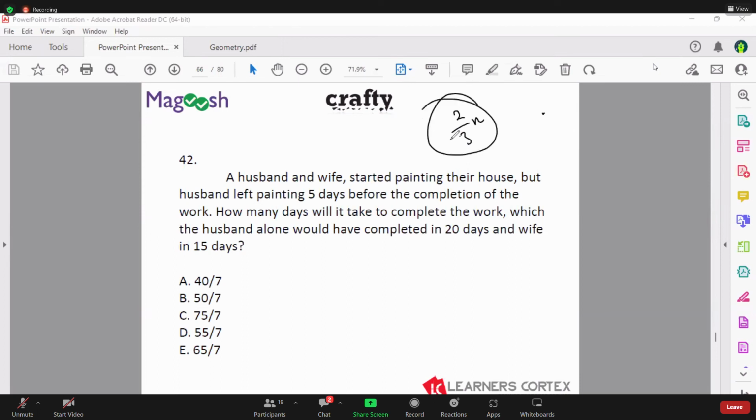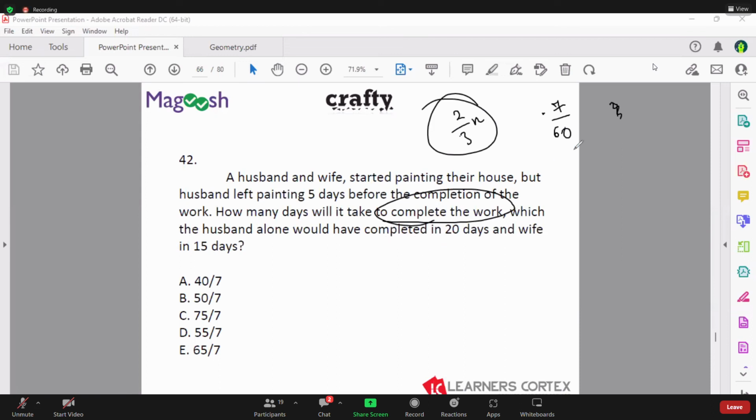Yes, sir. Okay. And the individual work rates are 1/20 and 1/15. So together the rate will be 7/60. So 7/60 is the work rate, and number of days equals D. 7/60 into D equals 2/3 of the work. So the number of days would be 40/7. But it is asking how many days to complete the total work.